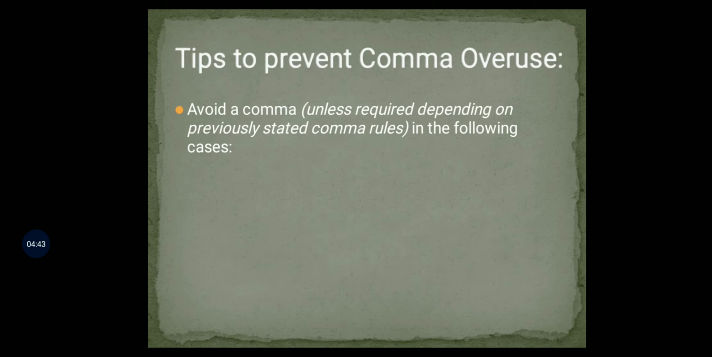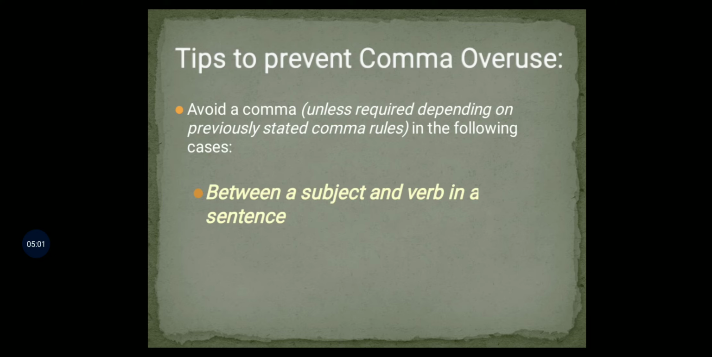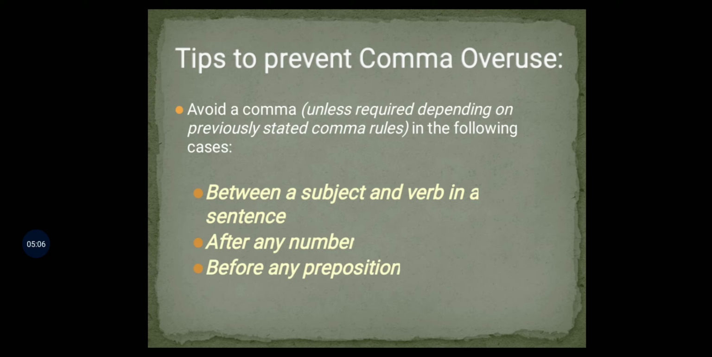So these being the rules, let's look at some tips to prevent comma overuse. There are certain scenarios where we can avoid the use of a comma, unless they apply to the previous rules stated. You can avoid a comma between a subject and verb in a sentence, after any number, before any preposition, and before or after any conjunction. So this is an overview of the tips that can prevent your comma overuse.